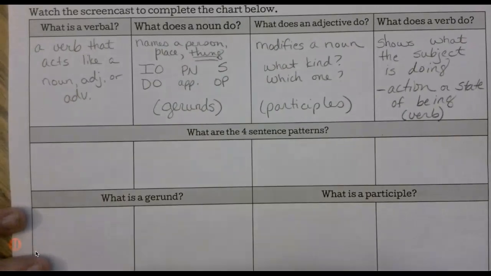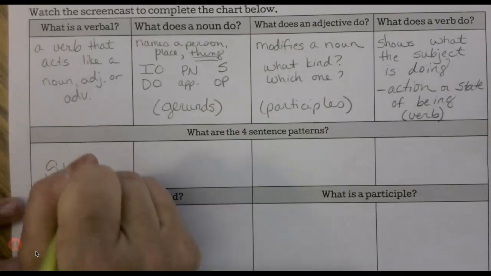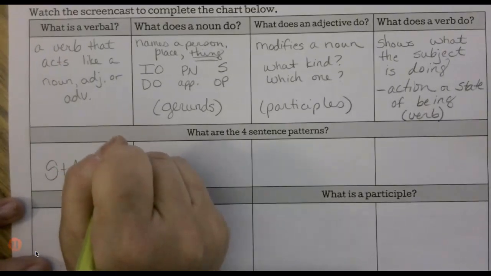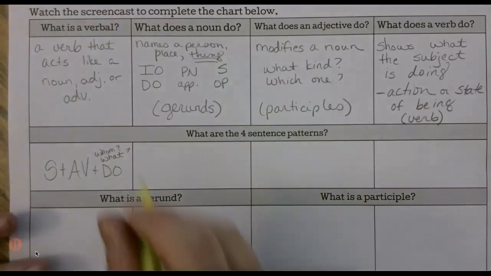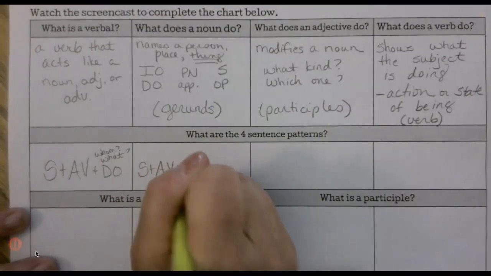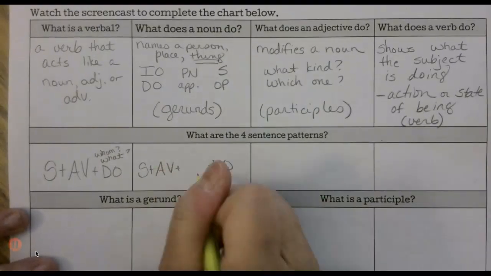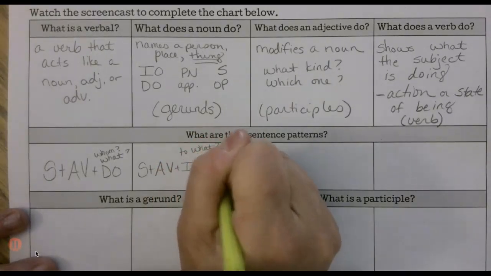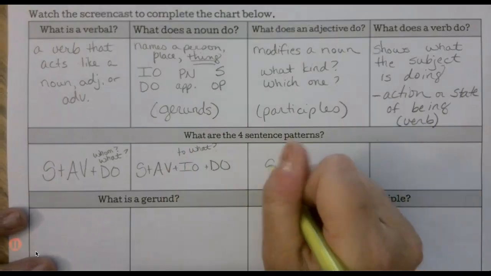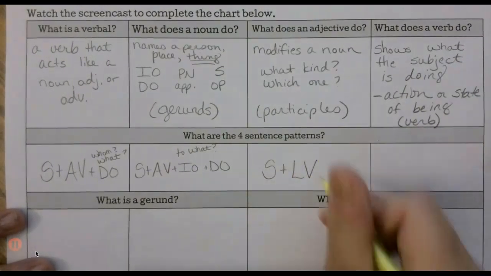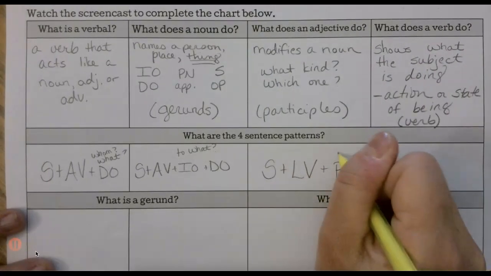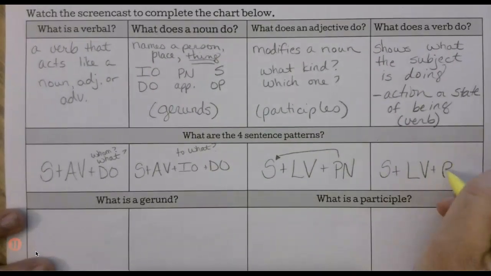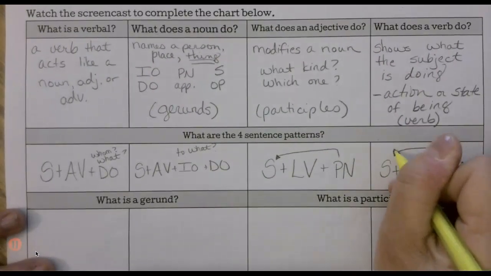So in labeling, we've got to go through and know our sentence pattern. Subject plus action verb plus DO. We ask whom or what. If I have a sentence that still has some extra words after I've found a direct object, then I might have an indirect object. And that question would be answering to whom or what. If I don't have an action verb, I might have a linking verb. A linking verb can be followed by a predicate noun that goes back and renames that subject, or a linking verb could have a predicate adjective that goes back and describes that subject.